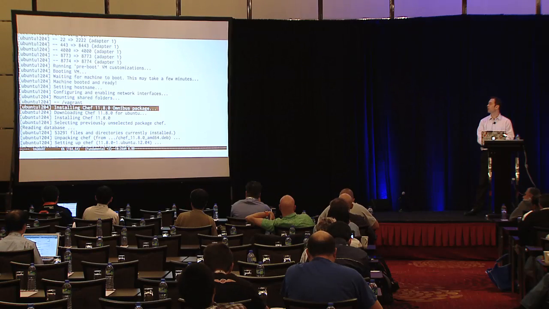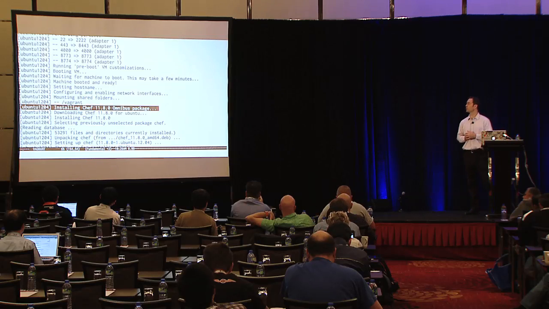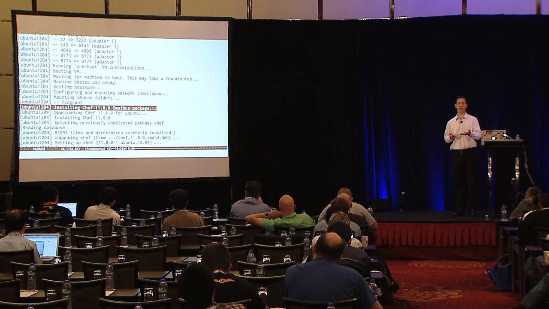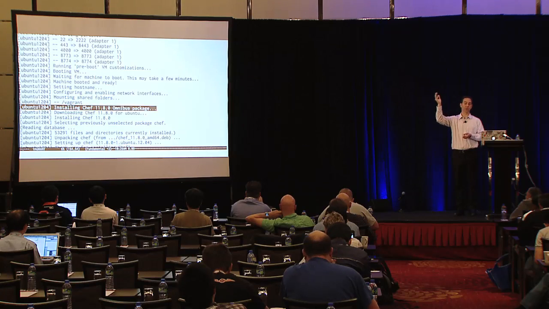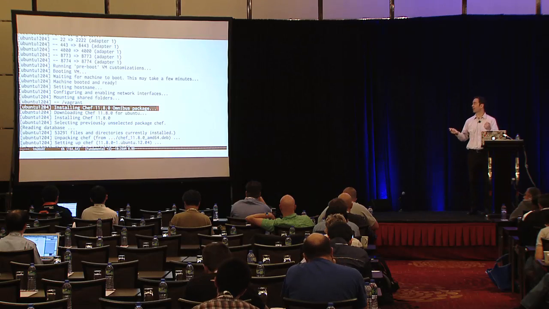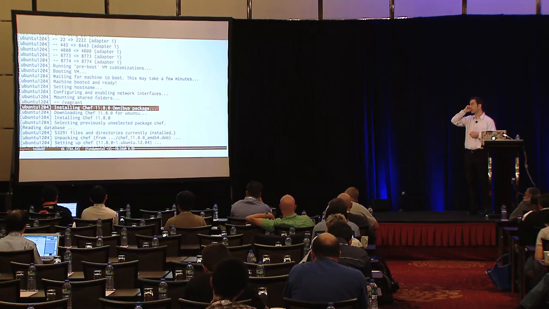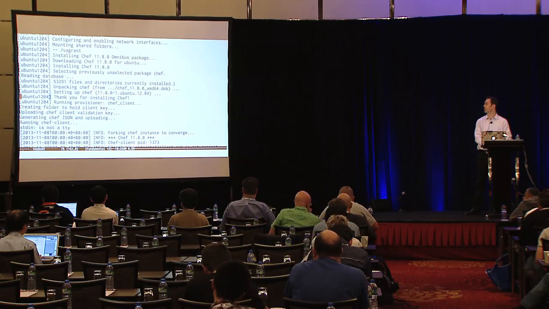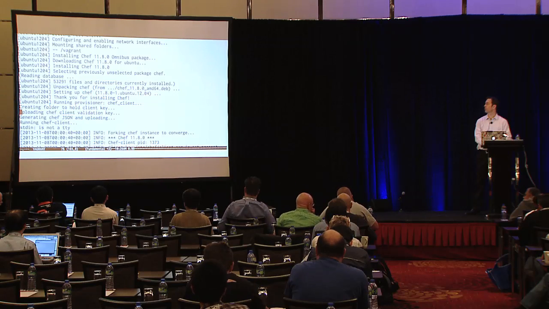And here is the Omnibus. It says installing Chef 11.8 Omnibus package. It actually goes and, in the Vagrantfile, we said latest. It checks with OmniTruck, which is the API service at OpsCode. It says, hey, I need the latest version. Downloads it, installs it. Here we see it installing Chef. Thank you for installing Chef.